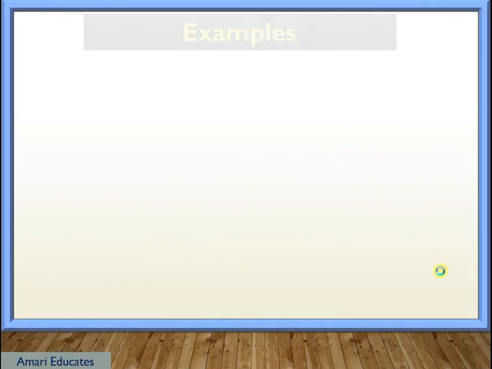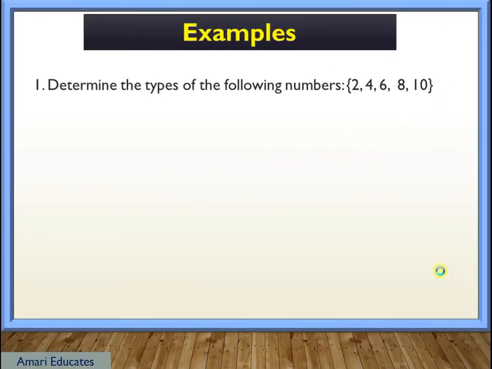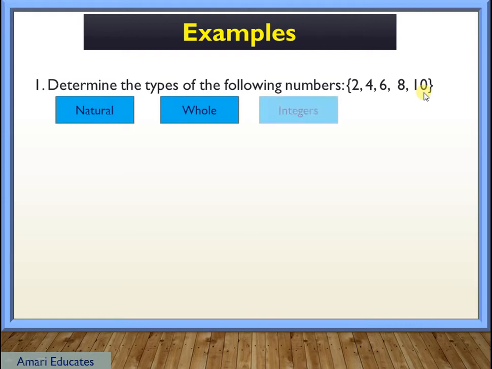Now let's have our examples. Determine the types of the following numbers: 2, 4, 6, 8, 10. Can you guess the type of this number? The first one, it is called natural. Since natural numbers is a subset of a whole number, then we could say that it is also whole. And whole is a subset of integers, so it's an integer as well. And it is also rational.